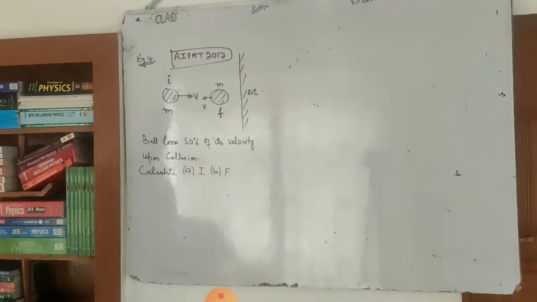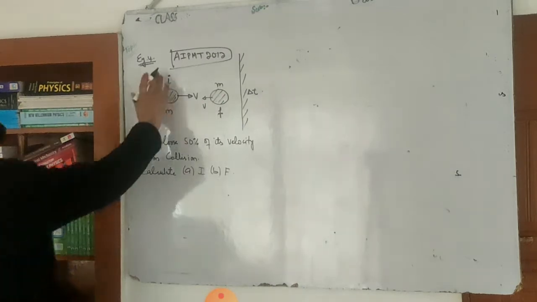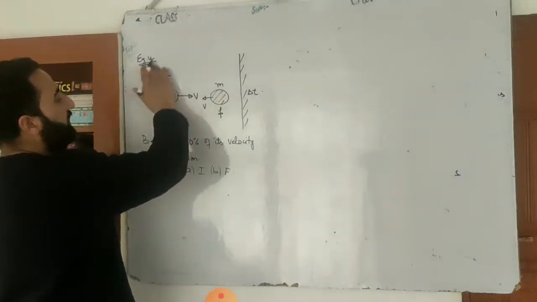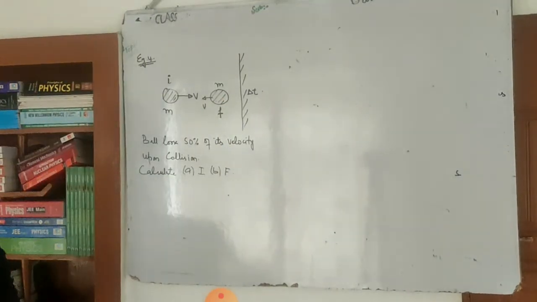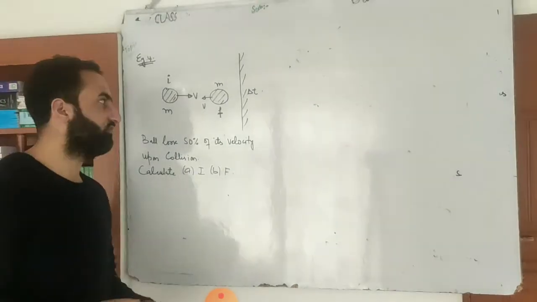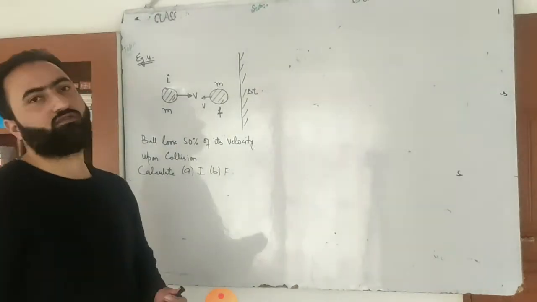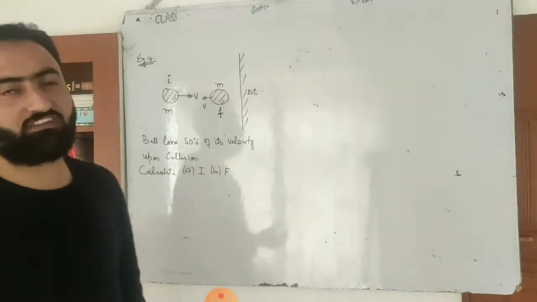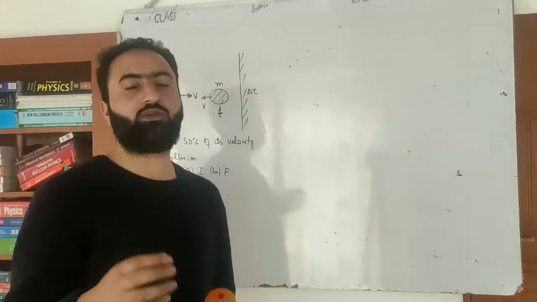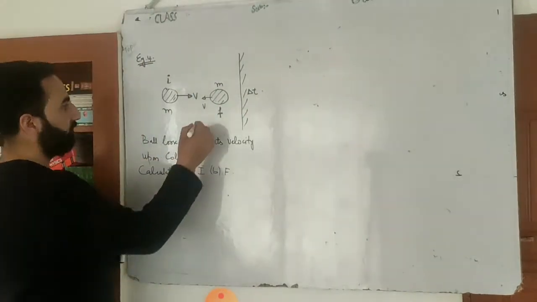Okay. So again a similar question, that if the ball has mass m and its velocity is v, it will collide with the wall, but this time it loses velocity. How much velocity? It loses half, 50% velocity. When it loses 50%, obviously its velocity after collision will not be equal to v, but it will be equal to v by 2, because it loses half of its velocity.